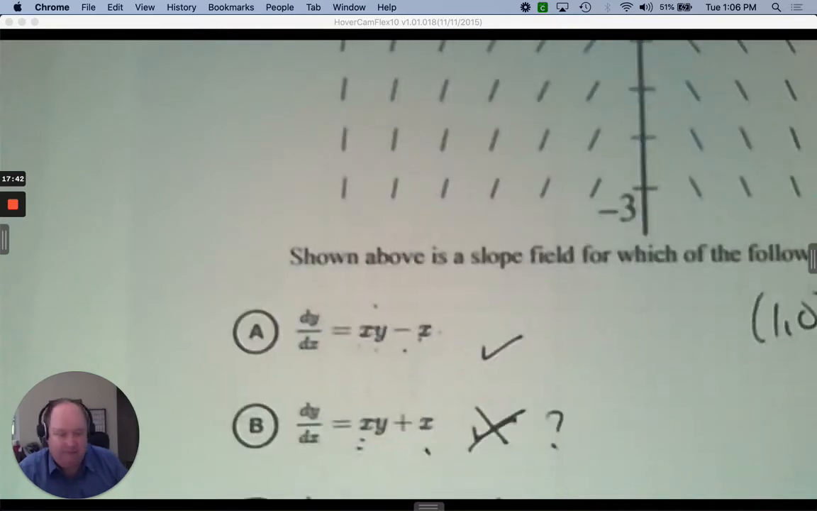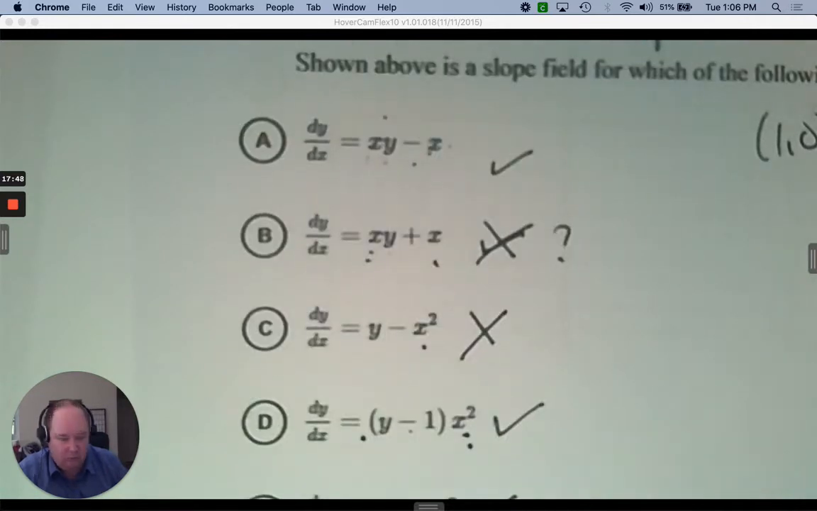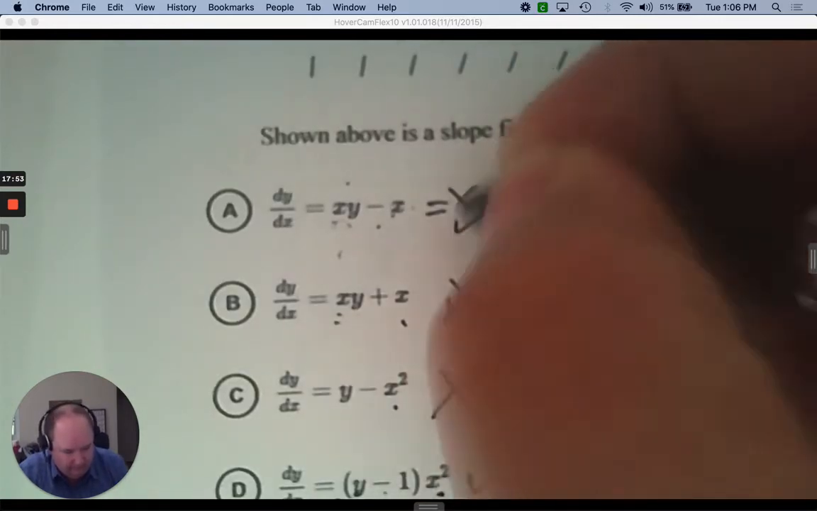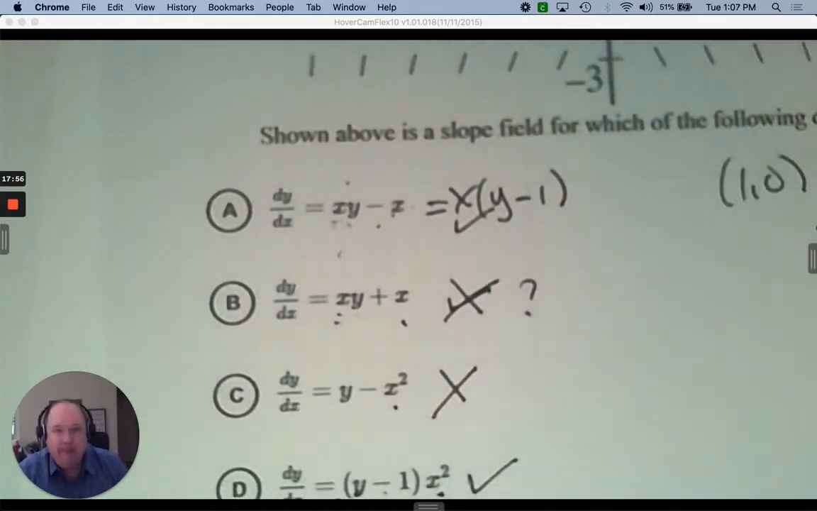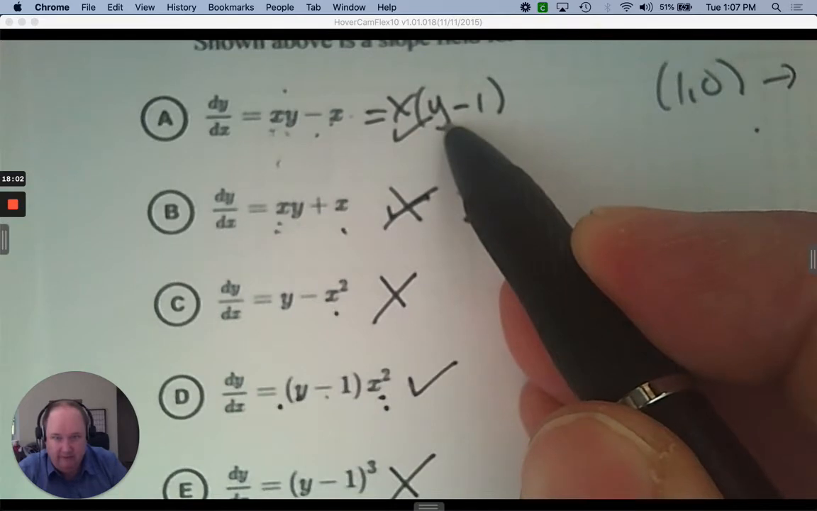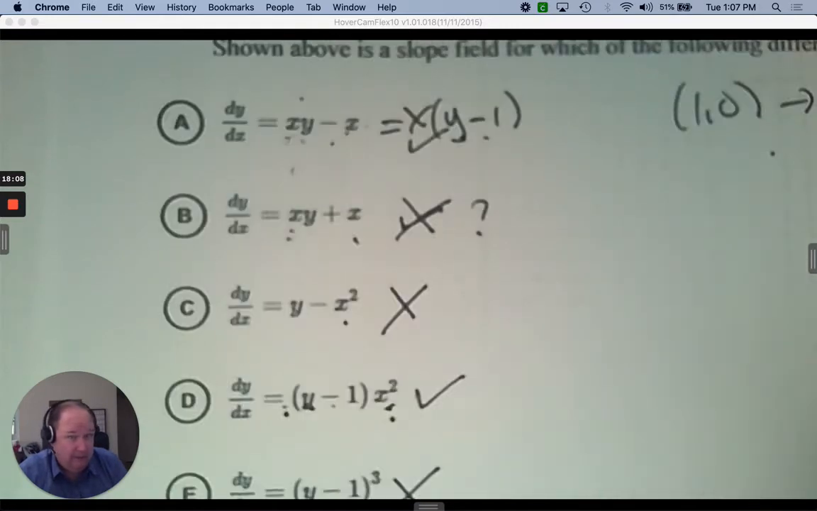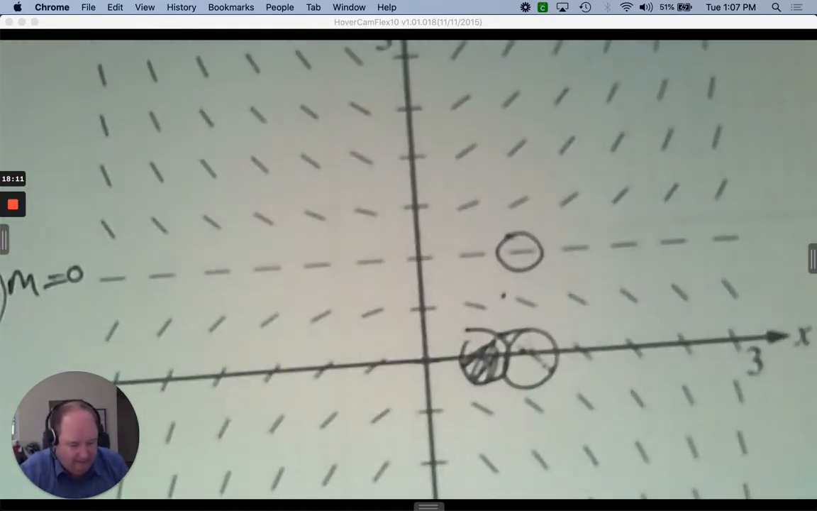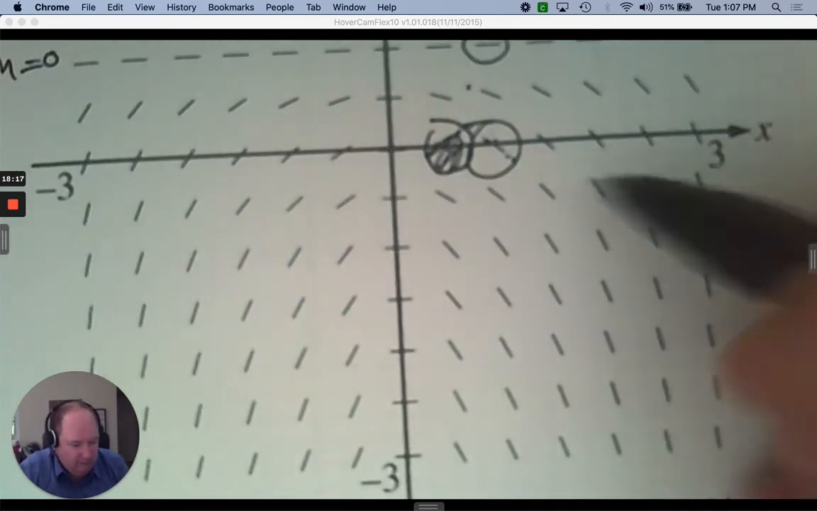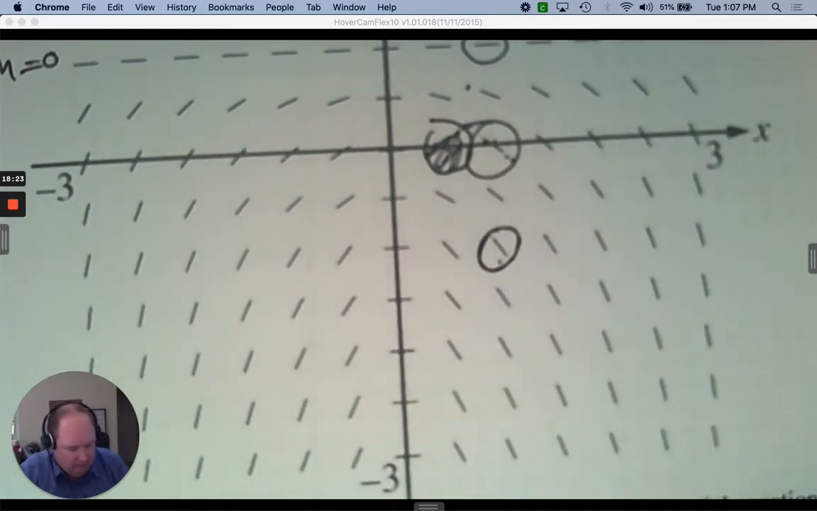So of what's left, when y is 1, which one would give me the slope of 0? When y is 1, which one would give me the slope of 0 here? So I want you to notice that when y is 1, you're going to get 0. And when y is 1, you're going to get 0. So that doesn't help me eliminate. So again, I'm back to this idea of picking out a point in a quadrant and testing it out. So let's say I try 1 and -1. That's right there.